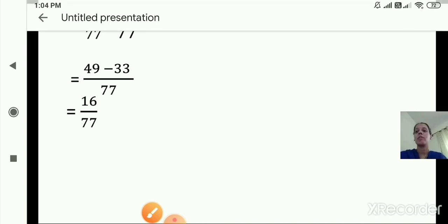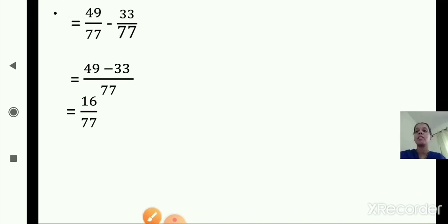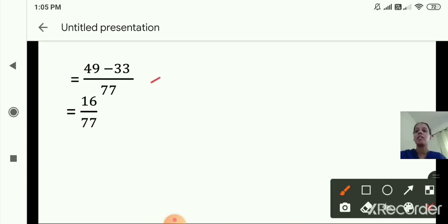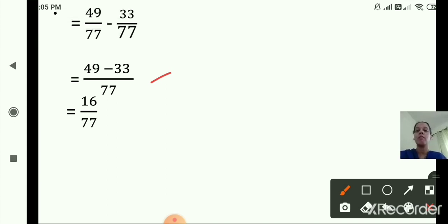So as you can see here, the next step is 49 minus 33 upon 77. So 49 minus 33 we will do. So the answer is 16 upon 77. 49 minus 33 is 16, and 77 in the denominator we will write down as it is. So what is the answer now? 16 upon 77. Okay, hope we are clear with this.